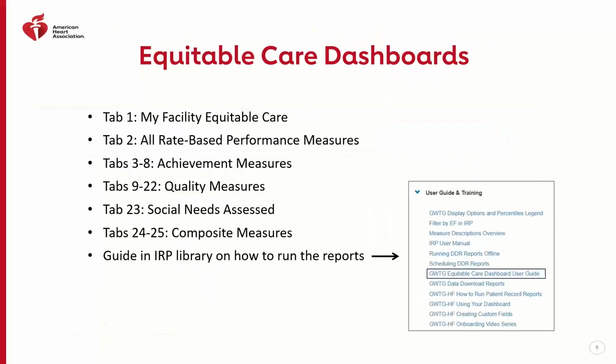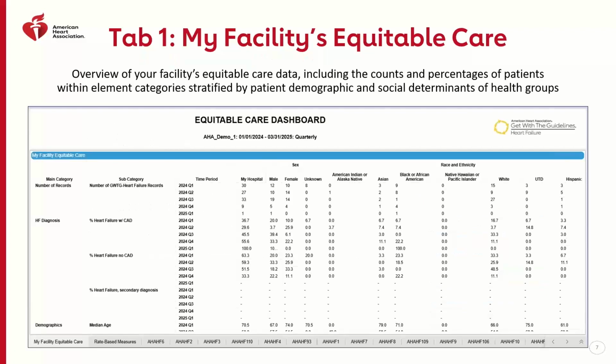Next slide. There are 25 tabs on the Equitable Care Dashboard. These include our achievement measures, quality measures, social needs assessment, and composite measures. There's a guide in the IRP library on how to run the reports. Next slide. Here's an example that uses demo data of the first tab on the report and its comprehensive overview of stratified categories. At the bottom, you can see the various tabs that will allow you to click on individual measures.